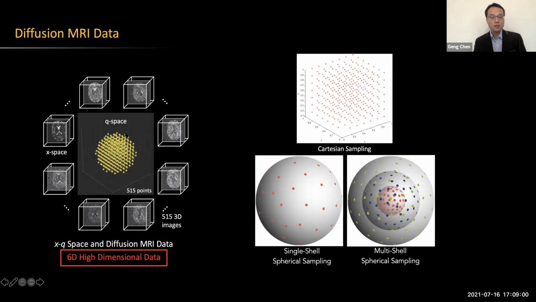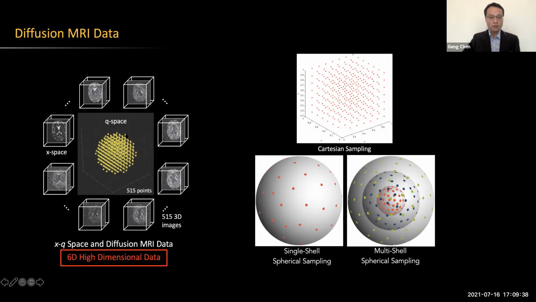Okay. So for Diffusion MRI, there is a unique concept called Q space. Q space is a 3D space, and it is a 3D polar system. We can have different sampling patterns for Q space. For example, Cartesian sampling, which is widely used in diffusion spectral imaging; single shell spherical sampling, which is used in the clinical setting; and also its multi-shell extension, multi-shell spherical sampling, which is used a lot on the research side.